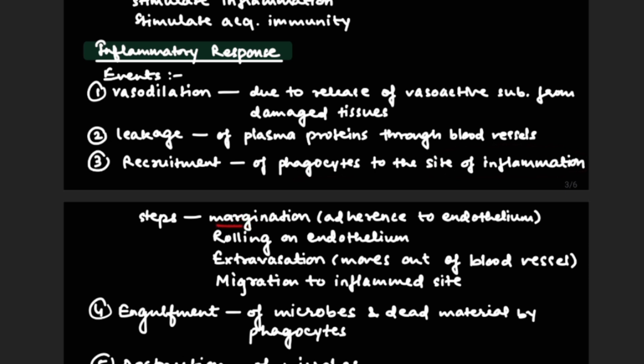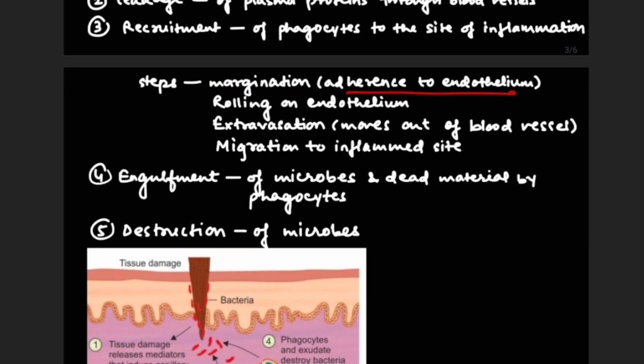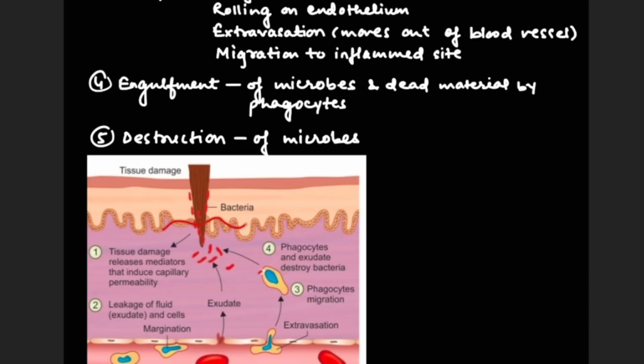Here are some steps. First is margination, that is adherence to the endothelium, then rolling on the endothelium, as well as extravasation, which moves out of the blood vessel, and then migration to the inflamed site. First is that the tissue gets damaged and it releases mediators which induce capillary permeability. Second step is leakage of the fluid as well as cells, plasma proteins and all those things. Third process is phagocyte migration, and then fourth process is phagocytes and exudate destroy bacteria.